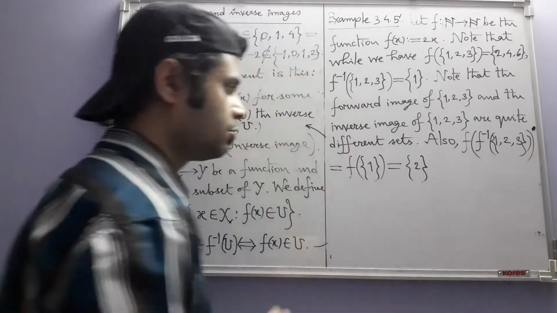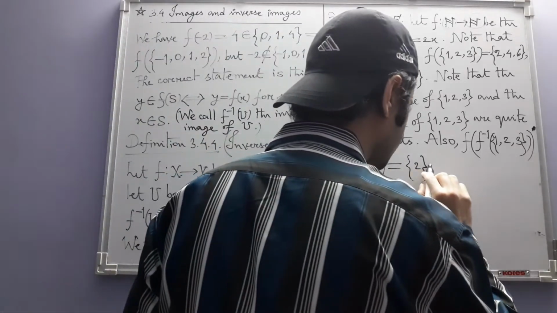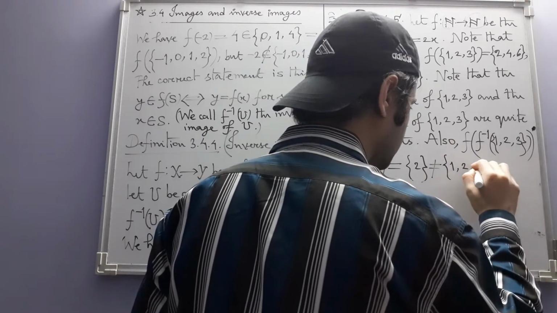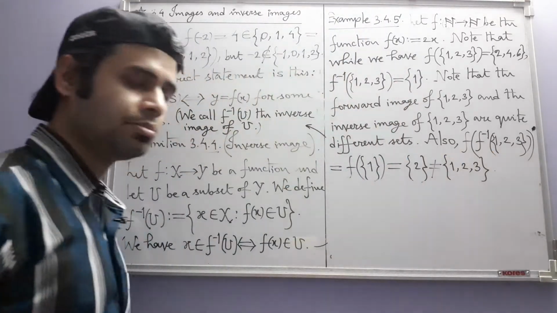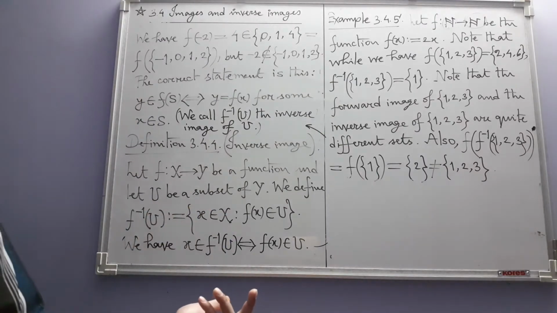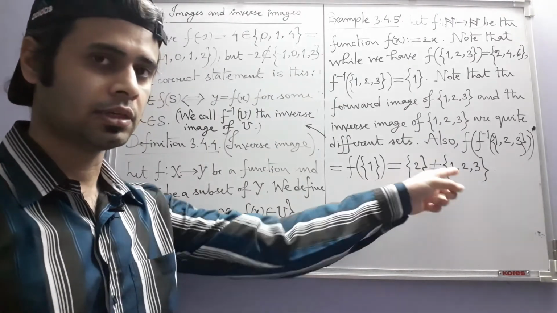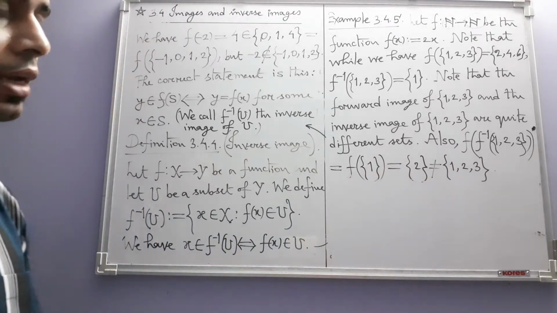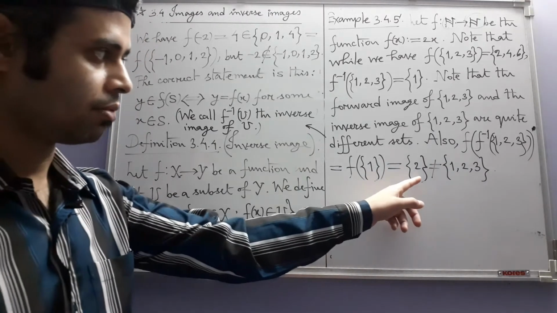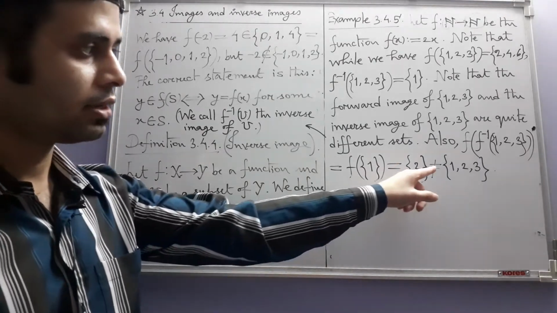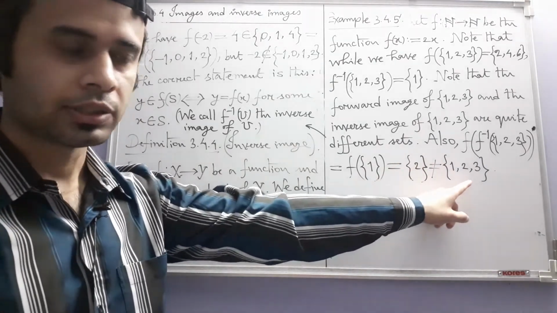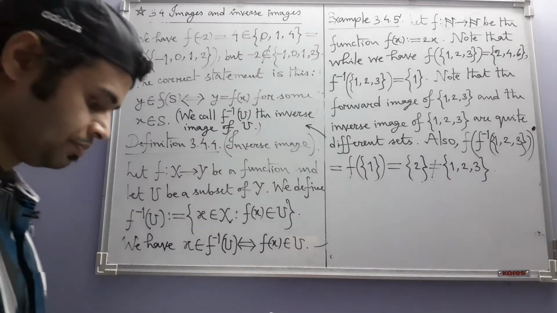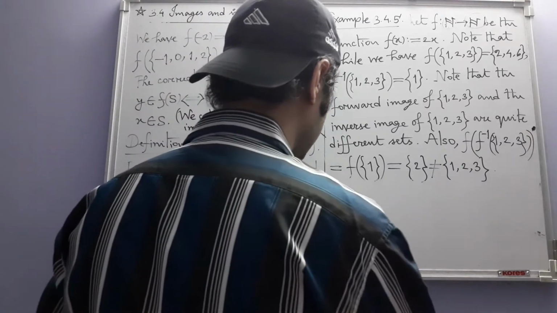Okay, so this is {2}, and you see that this is not equal to {1, 2, 3}. So applying the inverse image and then applying the forward image on the result does not get us the set back. We usually end up with something else. Later we will see that whatever we end up with, although it's not equal to the original set, it's always a subset of the original set. We will prove that.